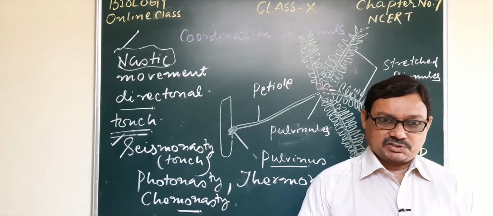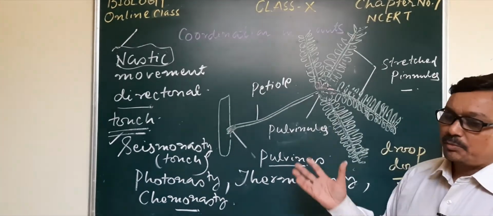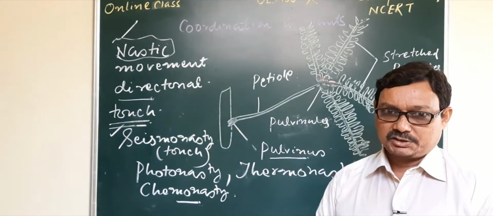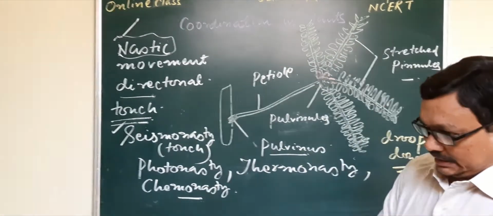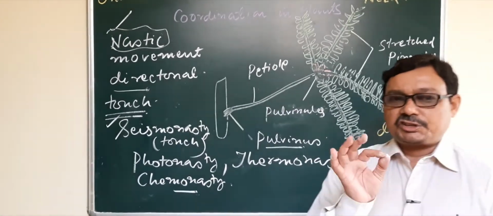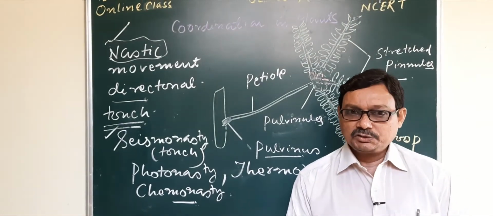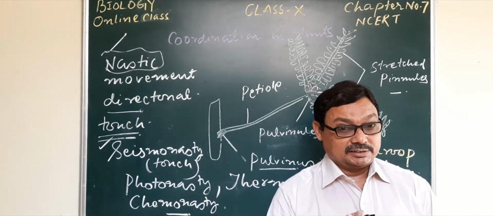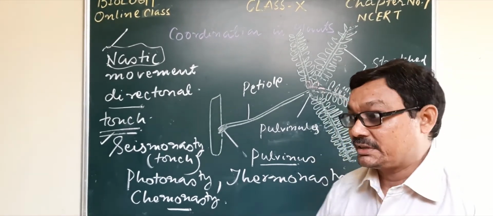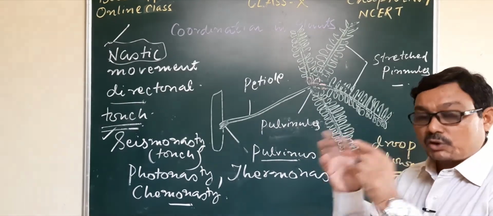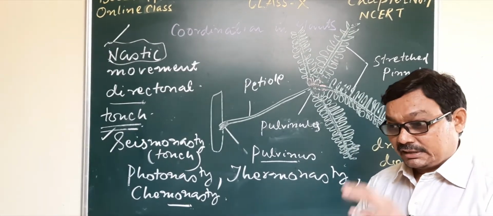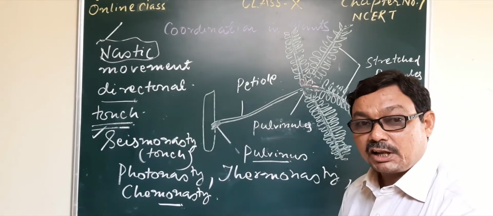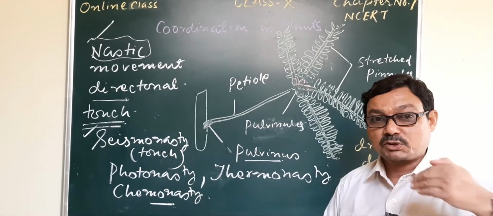Now come to the second part of the movement, that is the tropic movement. Tropic movement is a type of movement which is in response to a stimulus, and there is a directional movement. That means, what is the source of the stimulus, whether the movement is towards the source of the stimulus or against the source of the stimulus.